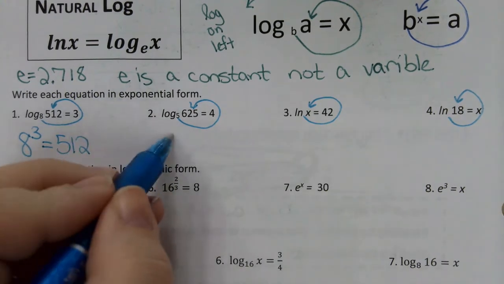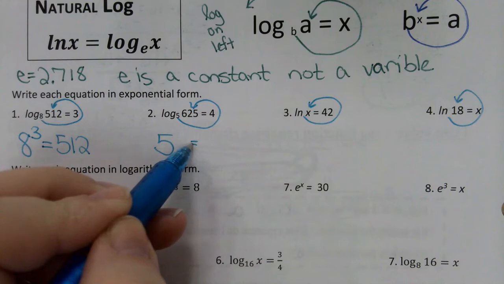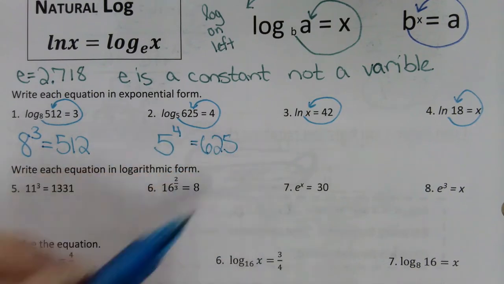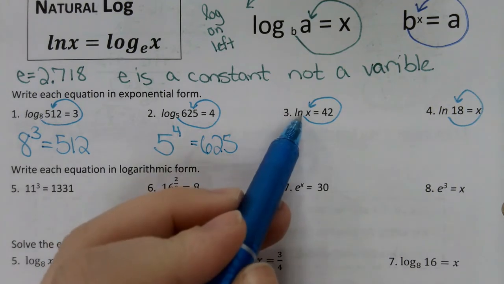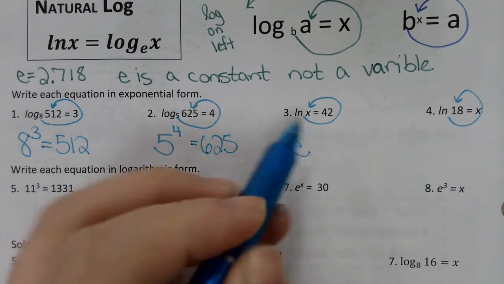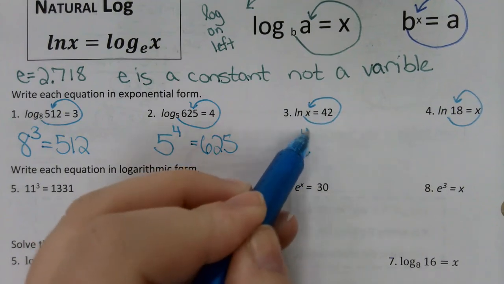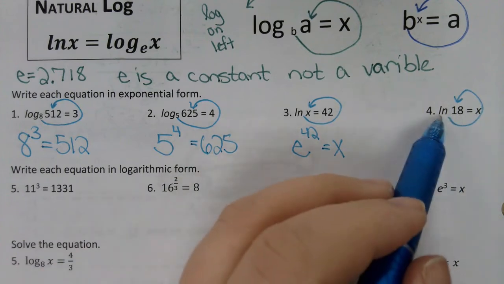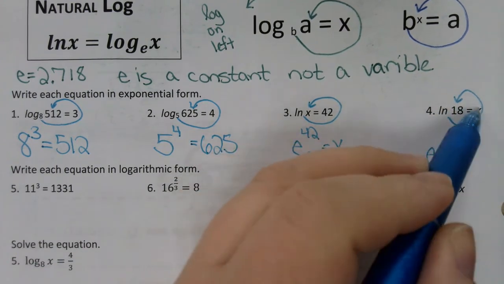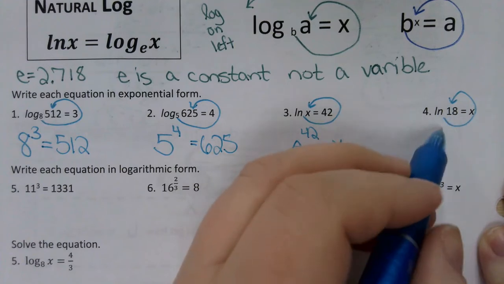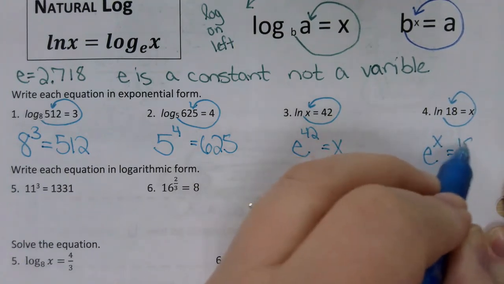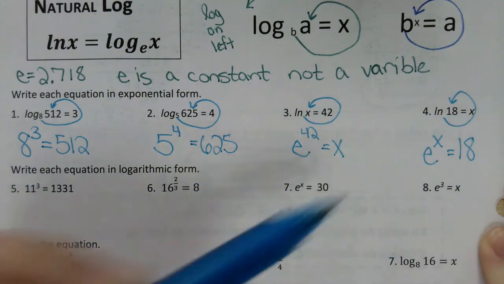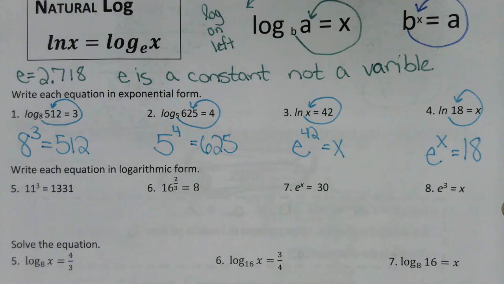Next one, the base is 5. We're trying to get to 625, and we're going to use 4 as our exponent. Next one, we have an ln. That means the base is e. The exponent we're using is 42, and the number we're trying to get to is x. Here's that ln again. That's e. The number we're trying to get to is 18, and the exponent is x. So whether you follow the loop for your order or you know the different pieces and where they go, you still get an exponential form that looks like this.